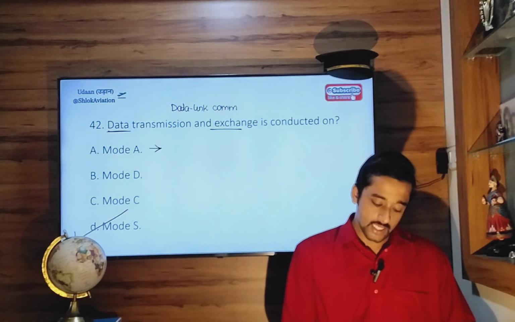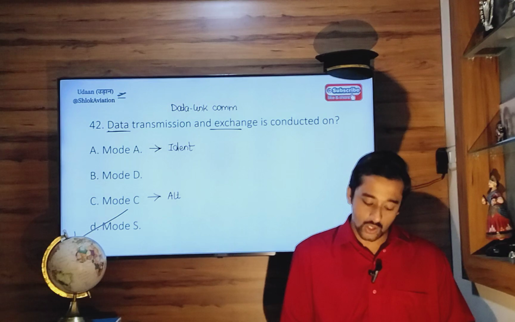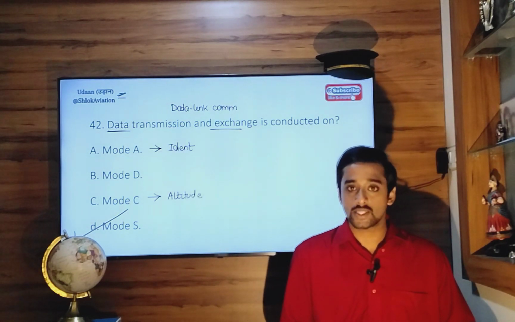Mode A tells about aircraft identification. Mode C gives aircraft altitude based on standard pressure setting 1013.